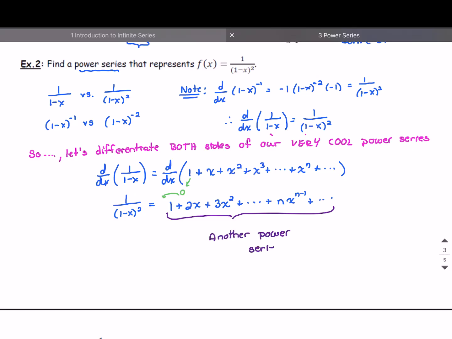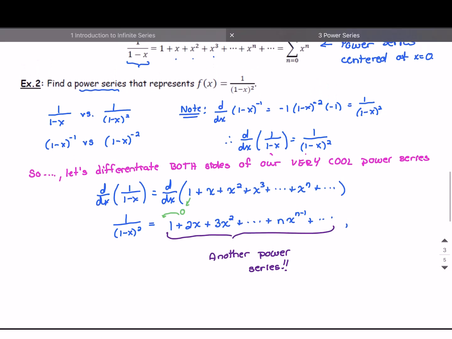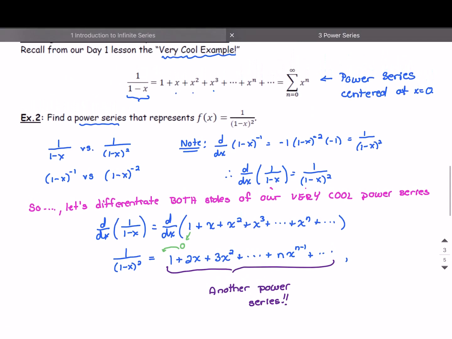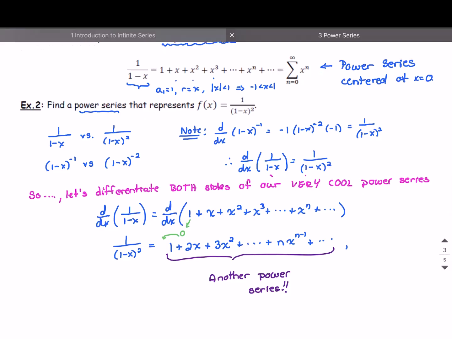Oh, let's not forget our limit. That's not going to change our conditions on the end. Remember, up here, which I didn't write originally, we knew that this only worked because this was a geometric series. Remember, our a sub 1 was 1, our r was x, and that meant that the absolute value of x had to be less than 1. So negative 1 less than x less than 1. We need that same condition here because we started with that very cool power series. So we have the same condition here.